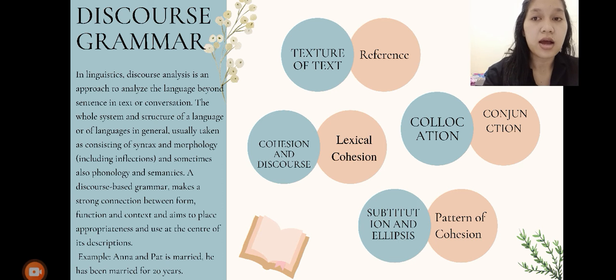Next, homophoric reference. Homophoric reference is where the identity of the item can be retrieved by reference to cultural knowledge in general rather than the specific context of the text. For example, the president is trying his best to develop our education system. And next, comparative reference. The identity of the item is retrieved not because it has already been mentioned or will be mentioned in the text, but because an item which is being compared has been mentioned.